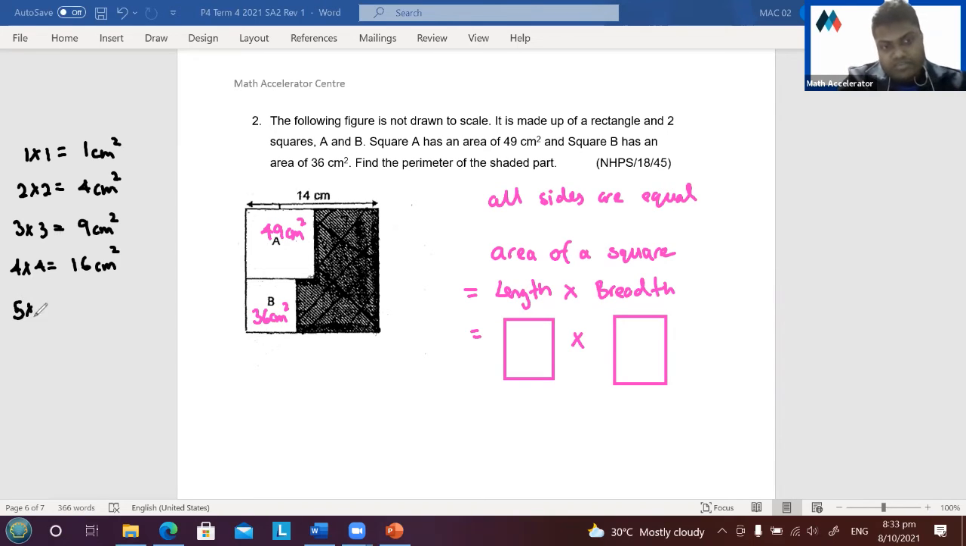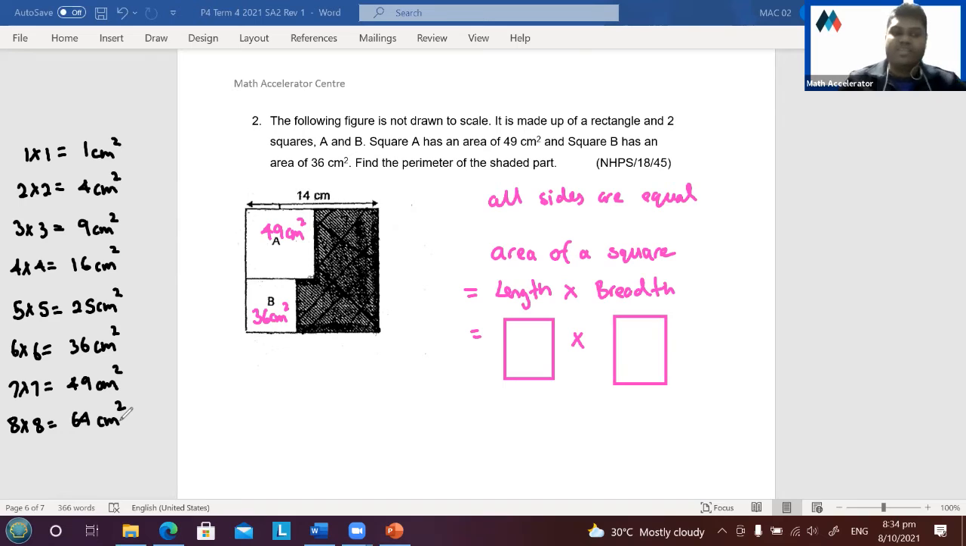Okay, next one. 5 times 5 equals to 25 cm square. 6 times 6 equals to 36 cm square. 7 times 7 equals to 49 cm square. Okay, good. One more. 8 times 8 equals to 64 cm square. Okay, write this down on the side. So here's where your multiplication table comes in very handy.